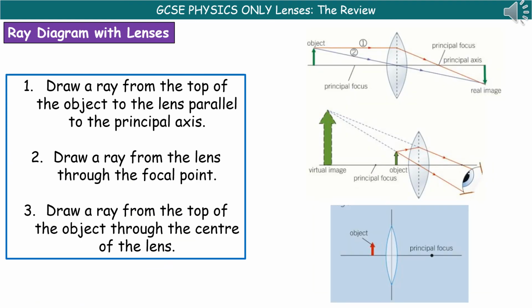If you were to be asked to draw a ray diagram with lenses, then there's 3 steps that we need to follow. First one, we draw a ray from the top of the object to the lens parallel to the principal axis. Secondly, we draw a ray from the lens through the focal point. And then finally, we draw a ray from the top of the object through the centre of the lens.